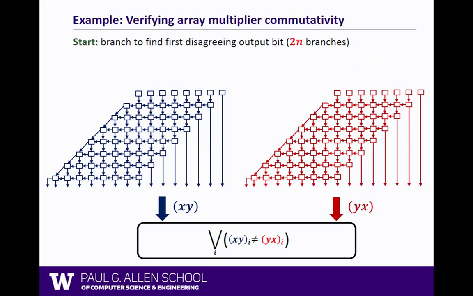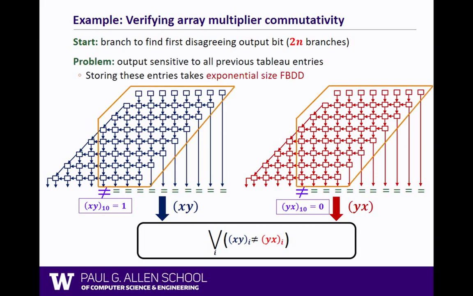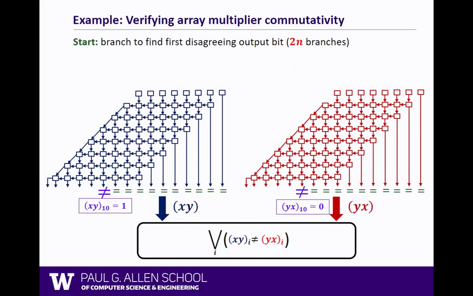Okay, so the first step of our branching program is going to be to branch on the output bits to find the first one that disagrees. So we start from the lowest order bit and go forwards, as long as they're equal, until we find an unequal bit. This basically case splits our verification problem into 2n different sub-problems.